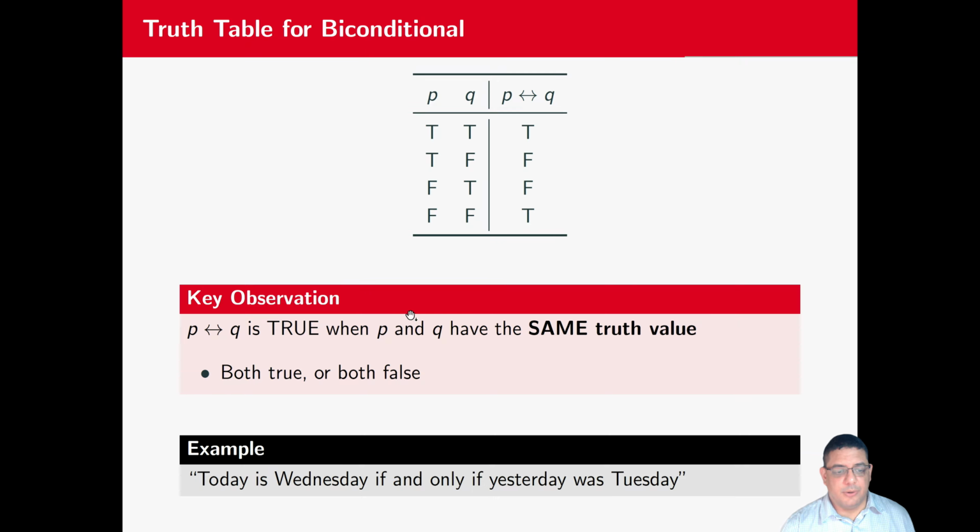One example in words of biconditional use would be: today is Wednesday if and only if yesterday was Tuesday. Notice that this works in both directions. You can say yesterday was Tuesday if and only if today is Wednesday. You can go backwards on it.